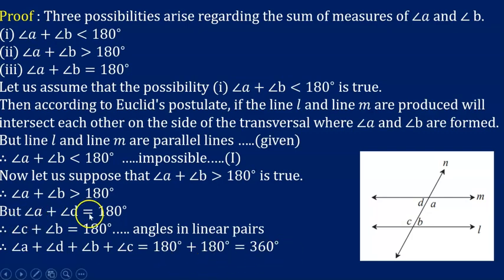That means we add these two equations: we add the left hand sides, and simultaneously we add the right hand sides. Hence we get the measure of angle A plus angle D plus angle B plus angle C is equal to 360. That means the measure of angle C plus the measure of angle D is equal to 360 minus the measure of angle A plus the measure of angle B, in brackets.